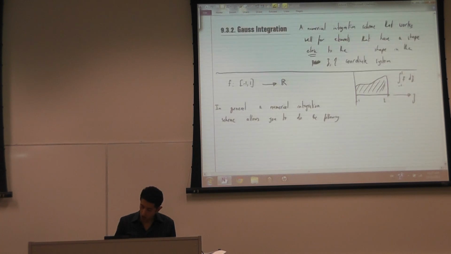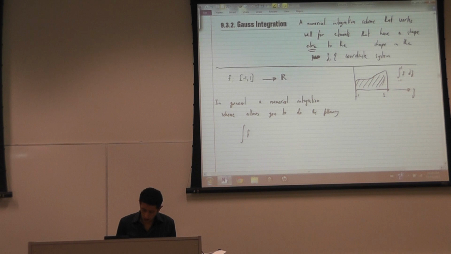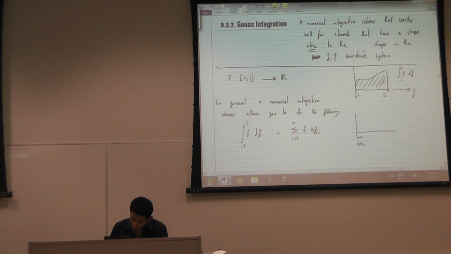So if I have a function, integrate from -1 to 1, usually you can replace that integral with a sum, let's say from i equals 1 to n, f of xi multiplied by delta xi. So delta xi multiplied by fi. This is in general what a numerical integration scheme does.